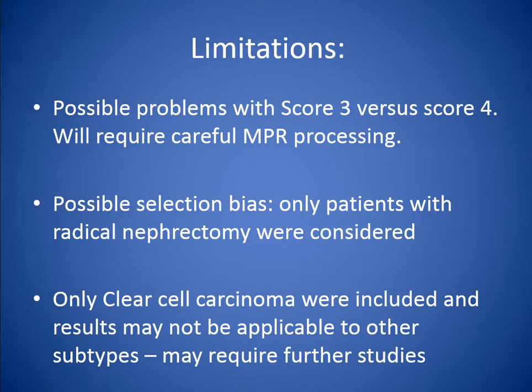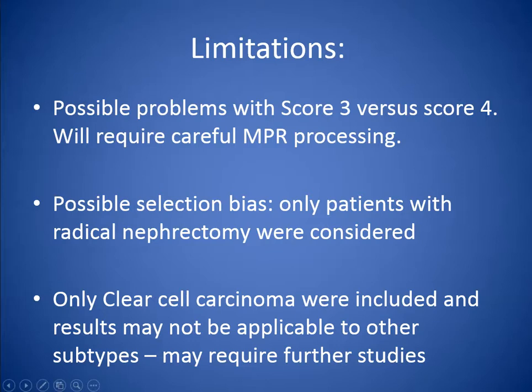So the possible limitations of this study. There is some difficulty that we encountered when assigning scores of 3 versus score 4, that is distortion versus direct invasion. And this requires some care. You need to have multiplanar reprocessing, not just in straight sagittal and coronal sequences, but also sometimes along the axial or along the plane of the kidney.